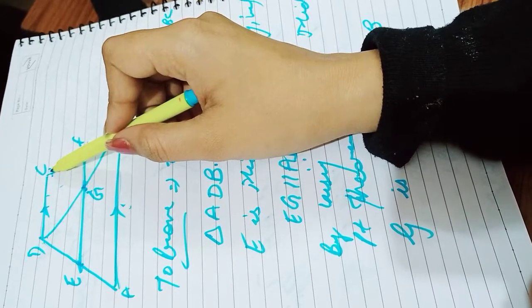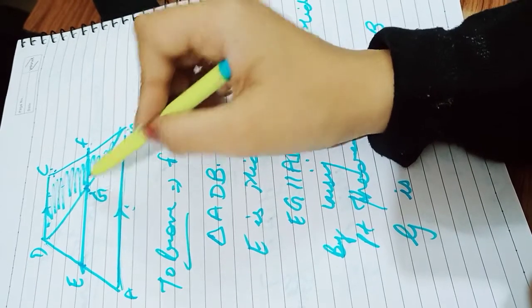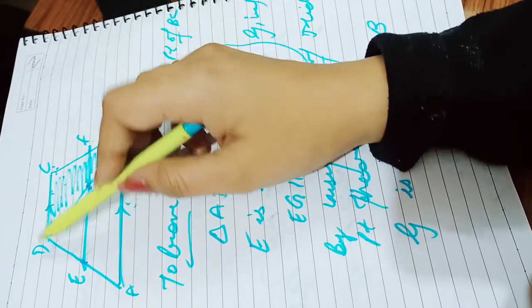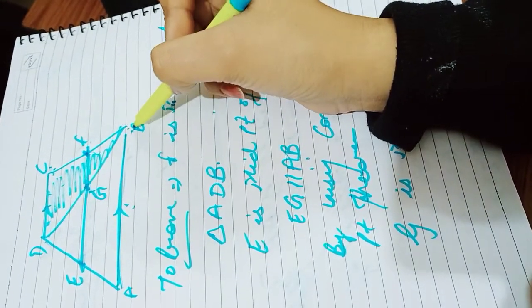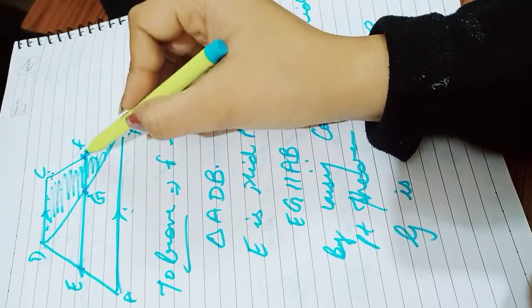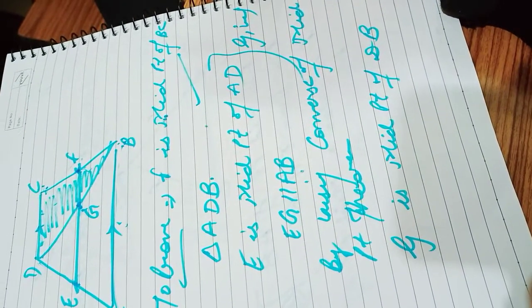G is the midpoint and GF is parallel to DC. So again, by using the converse of the midpoint theorem in this triangle, one midpoint is given, the line is parallel, so F would also be a midpoint of BC. Therefore, FB equals FC. This you have to prove only. Hence proved. Very simple.